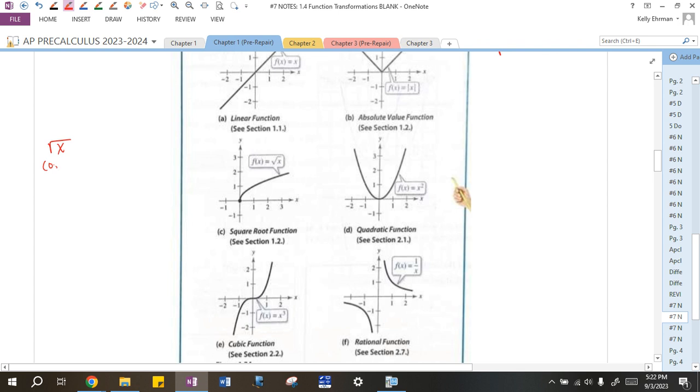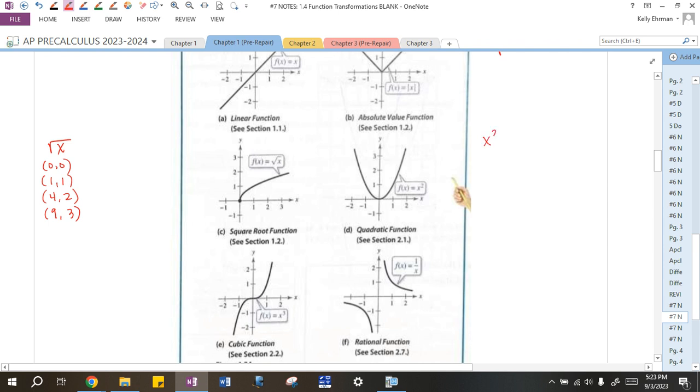So (0, 0), the square root of 1 is 1, the square root of 4 is 2, and the square root of 9 is 3. So these are the 4 points that I would expect you to graph on a square root graph. If we start stretching and shifting and some of these points are off of our 10 by 10 grid, then you don't have to plot them.